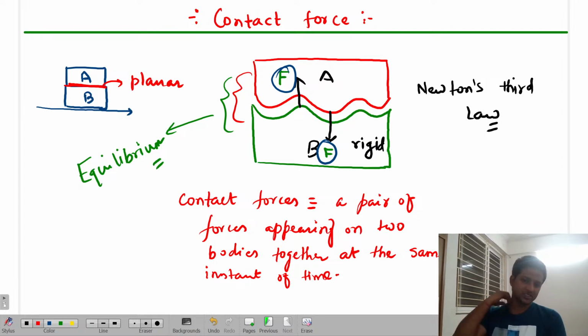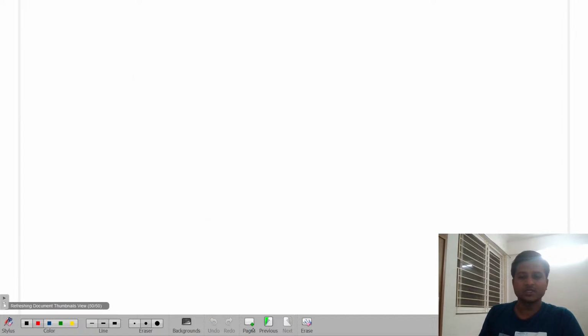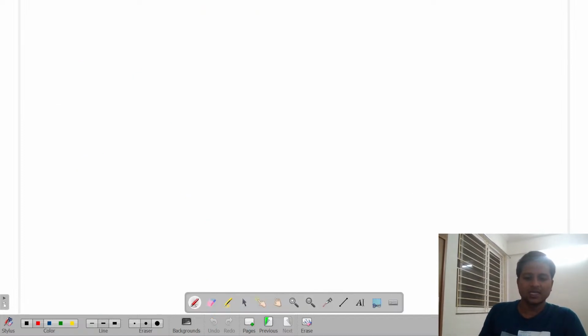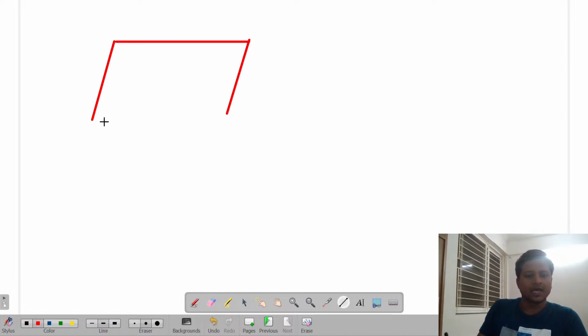So the basic concept is how to understand the different kinds of contact forces. We got to know these are the forces which appear between two different bodies when they make contact with each other. Are you able to get me or not? Yes. So let us understand what can be the types of forces. I'll give an example. Let's suppose there is a hanky in your hand.